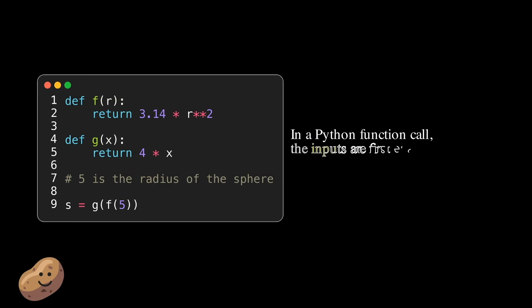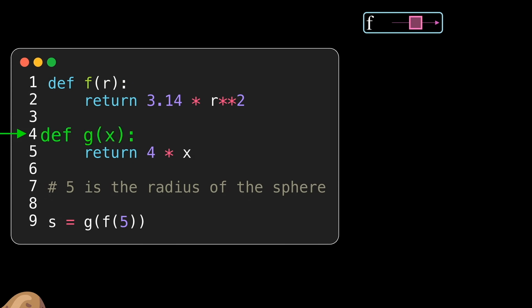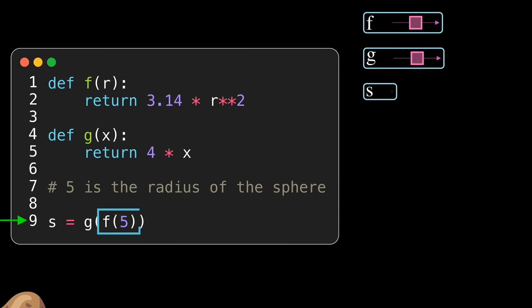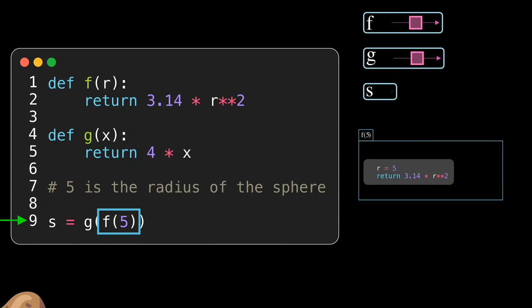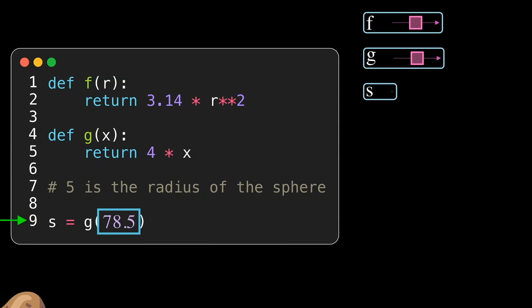In a Python function call, you always evaluate the input before jumping to the function execution. Evaluate is kind of my fancy way of saying, if the input to my function is actually another function call, I gotta figure out what is the return value of the inner function first. This is what it looks like. We first evaluate the function f of phi. It returns 78.5, and that becomes the input to the outer function g. And then the function call for g happens.